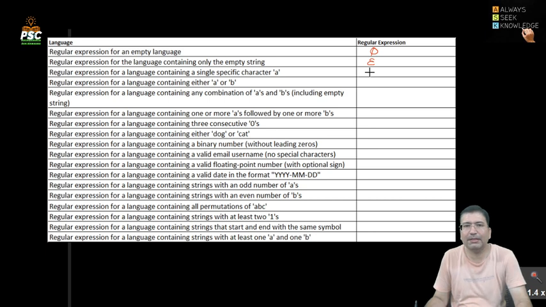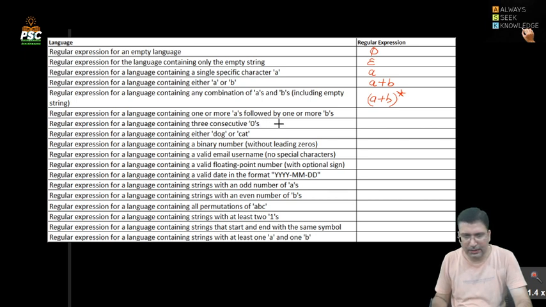A regular expression for a language containing a single specific character, that is a. So if a language is containing only one character, that is a, the regular expression will look like this. A regular expression for a language containing either a or b, so you can write a + b. There are only two strings like this. A regular expression for languages containing any combination of a's and b's including the empty string. That is very easy, we already know any combination means Kleene closure of a or b, right?